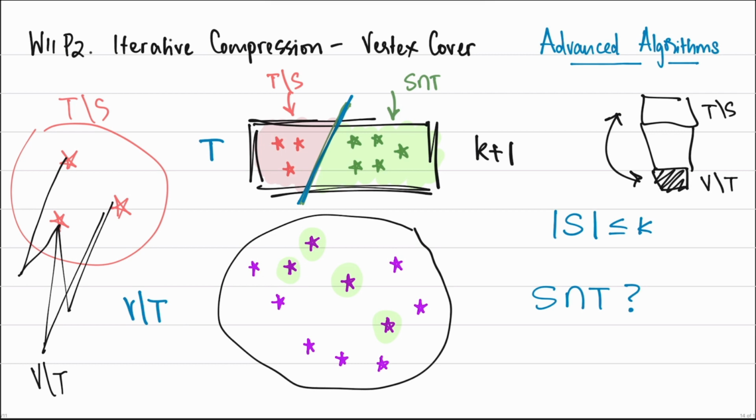Then that's an effective swap. That's a good swap for us because we're losing three vertices and gaining two. So that's a net loss of one vertex. So the size of our vertex cover has actually gone down.